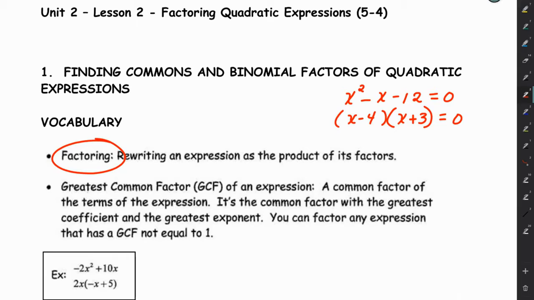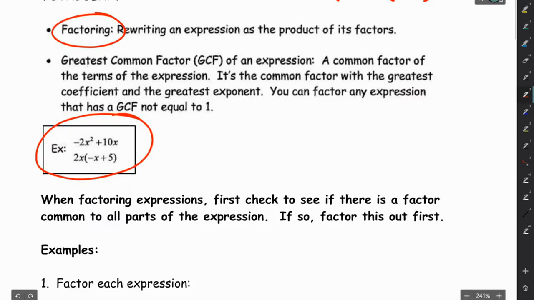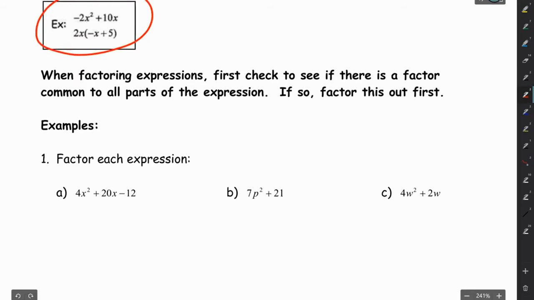Sometimes we need to pull out the GCF, the greatest common factor, a common factor of the terms of the expression. And if you look at the example I have here, the common factor for each term is 2x. And that's another way we can factor. When factoring expressions, we first want to check to see if there's a factor common to all parts. If so, factor that out first. So always, always, always factor out the GCF first, and then go from there. That will make your life much easier.